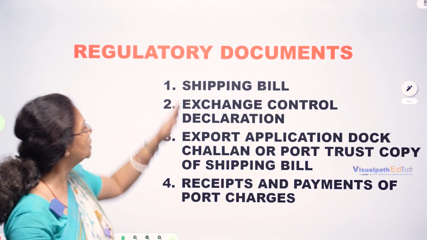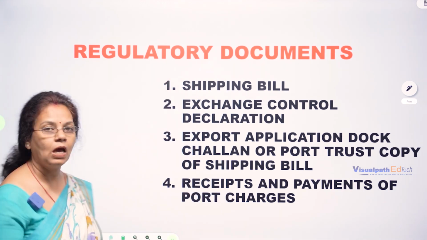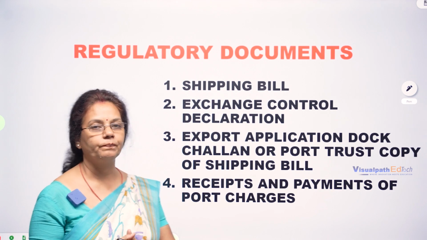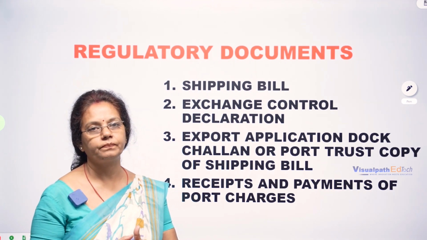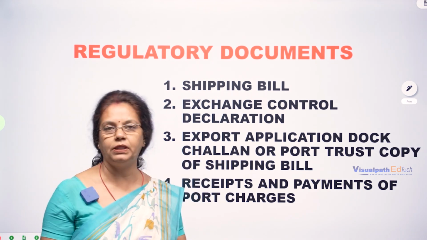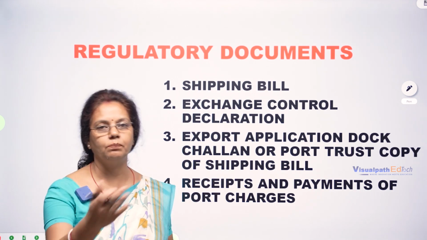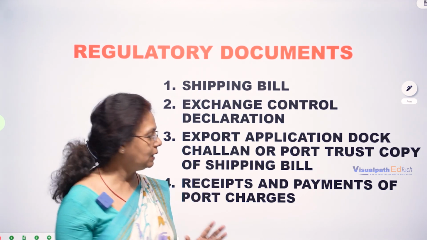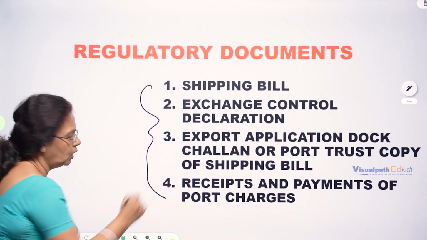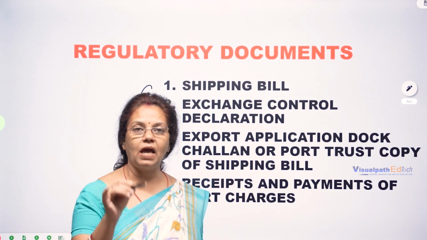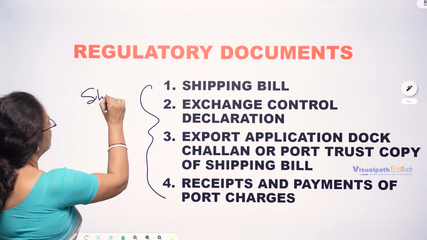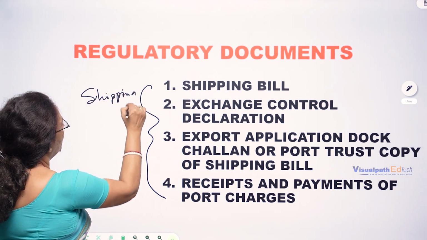That means in case of regulatory documentations, all documents relate to the shipping department, not the rest of the departments. In case of standardized documentations, we have to include everything: the exporters, importers, shipping, everything. But here in the regulatory documentation, we just have to involve those documents which are related to the shipping department.